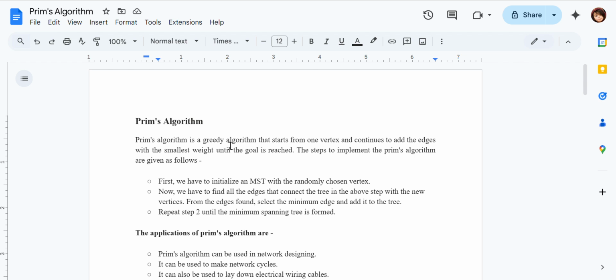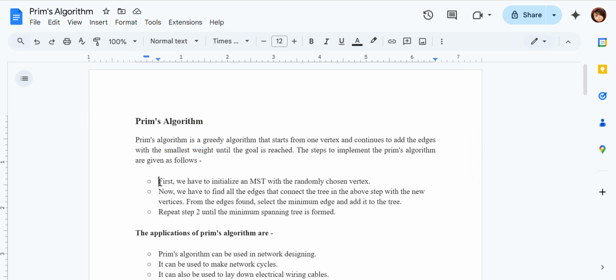In Prim's algorithm, you start with any arbitrary vertex and continue to add the edges with the smallest weight. In Prim's algorithm, we concentrate on the adjacent vertex from the chosen vertex. But in Kruskal's algorithm, we won't consider the adjacent vertex. You will see a deeper understanding of Kruskal's algorithm in the next video. In this video, we concentrate on the adjacent vertex.